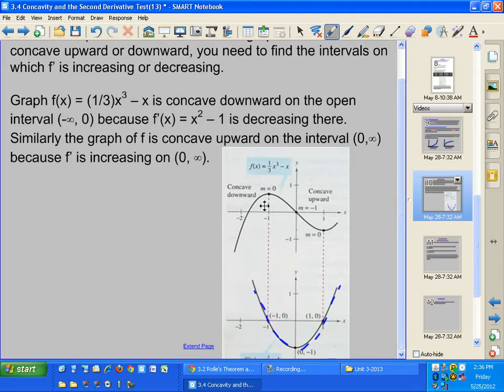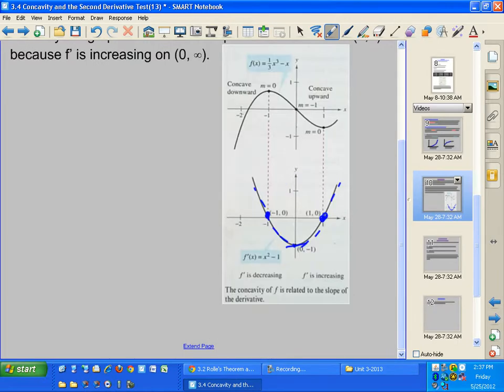You'll notice that when we have a maximum on our original graph, on the derivative graph down here, it's crossing the x-axis. So things to notice: when we have a max or a min, we're crossing the x-axis on the derivative graph, and when we are changing concavity, you'll notice that we have a horizontal tangent down here on the derivative graph. So that's how we're going to actually use this.